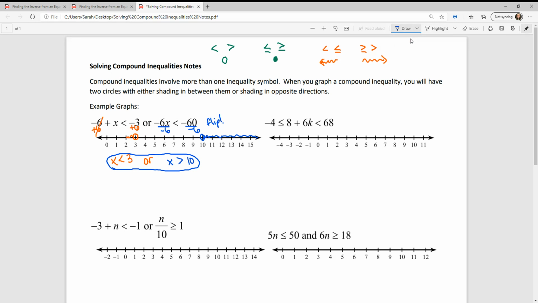So now it looks like my shading is going to be in opposite directions. When we have an or inequality, the shading will go in two opposite directions. So I'm going to finish that shading off. This right here is my final answer graph. The values of x that work for this compound inequality are either in the orange part or they're in the blue part.